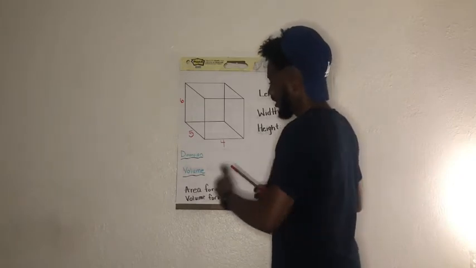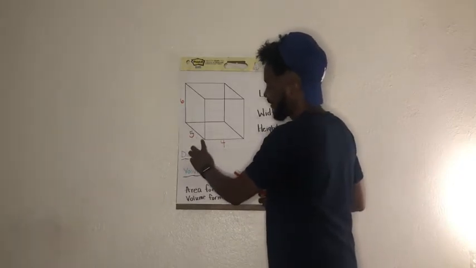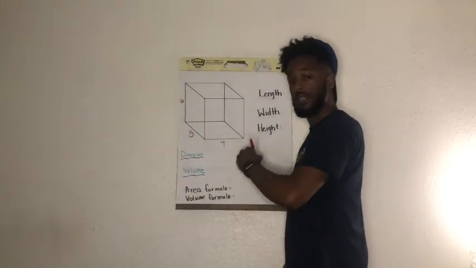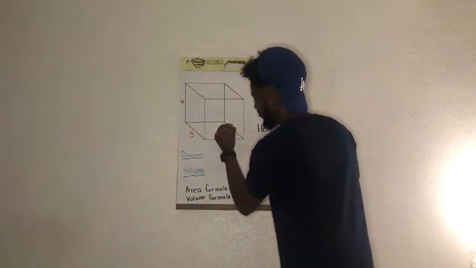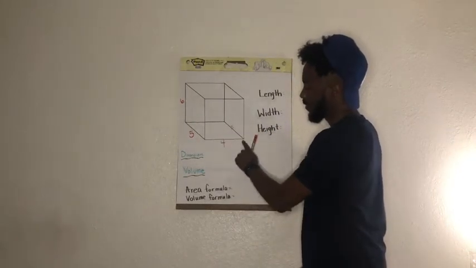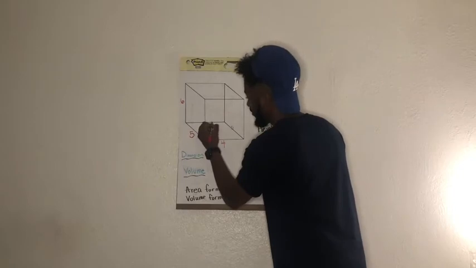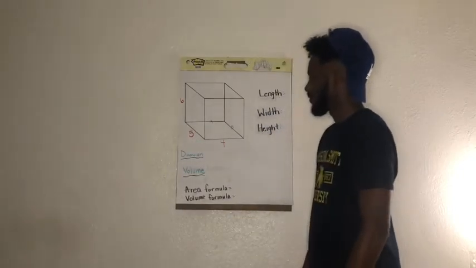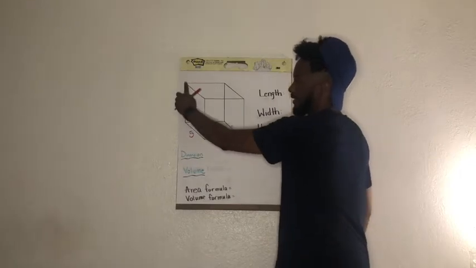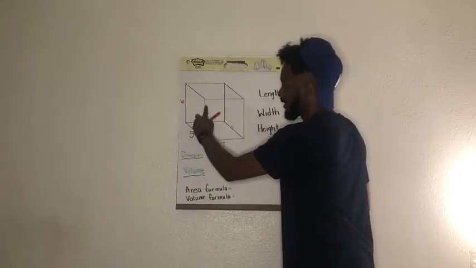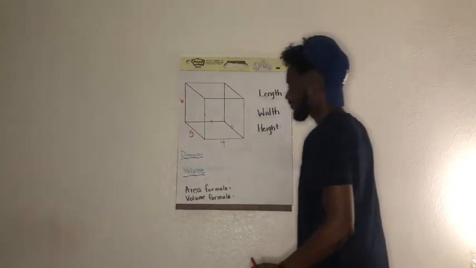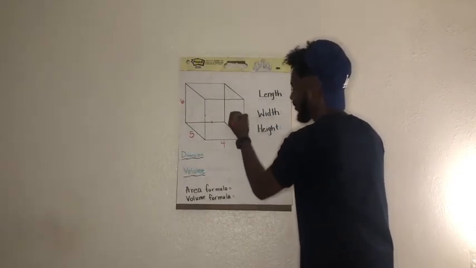So here we see a 5, right? If this side is 5, then the side opposite has to be 5 as well. So I'm going to put a 5 here. If this side is 4, then this side is 4. So we have 4, 4, 5, 5. If this length here is 6, then this length here is 6 as well. I'm going to put a tiny 6. And so on and so forth, right?